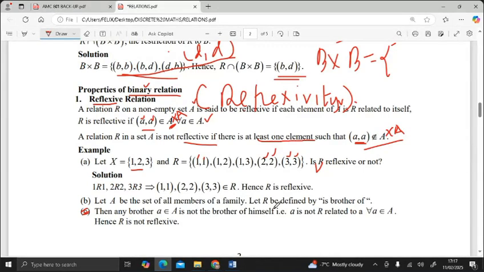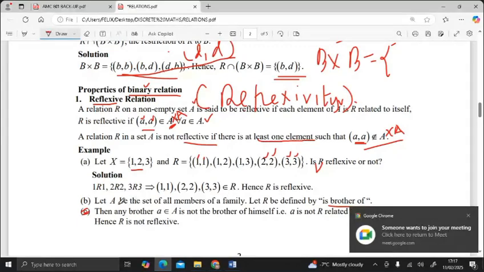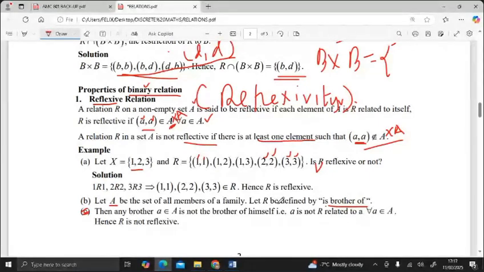A second case. We let A be the set of all members of a family. Then what do we see here? That we let R be defined by "is a brother of." Yes. We're talking about A consisting of members of a family. And we said, okay, we let R be defined as "is a brother of."